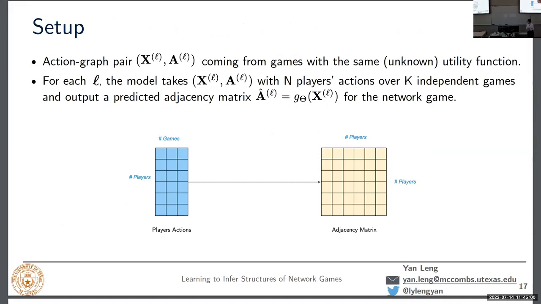In terms of the setup, we have some action-graph pairs coming from games with the same utility function. For each action-graph pair, the model takes in both the action and the adjacency matrix. For each individual, we have k independent games, so we can think of having k actions, and we take in this matrix and output the adjacency matrix.